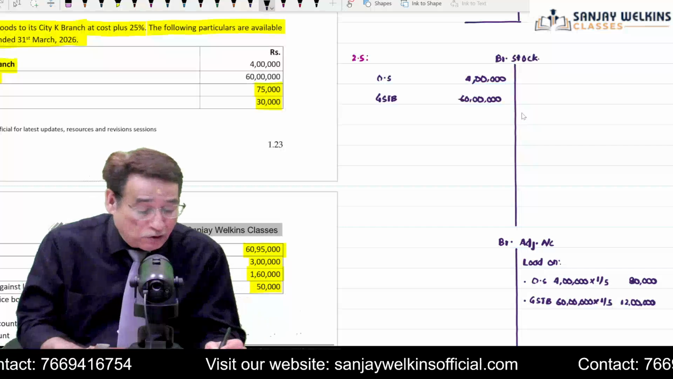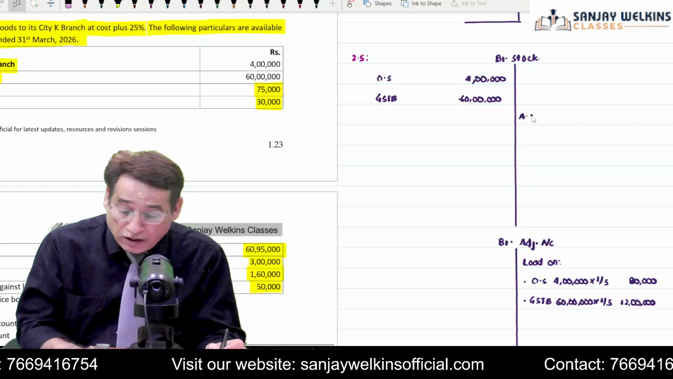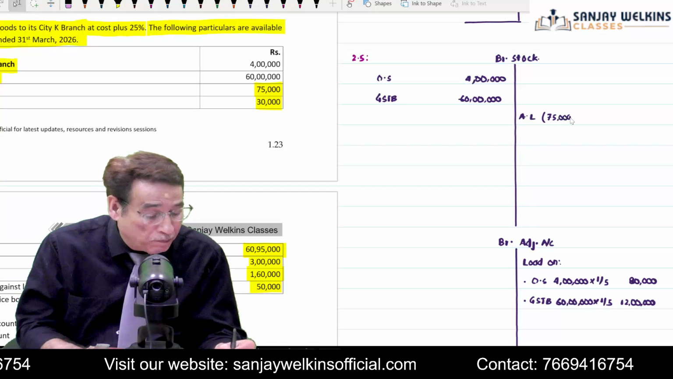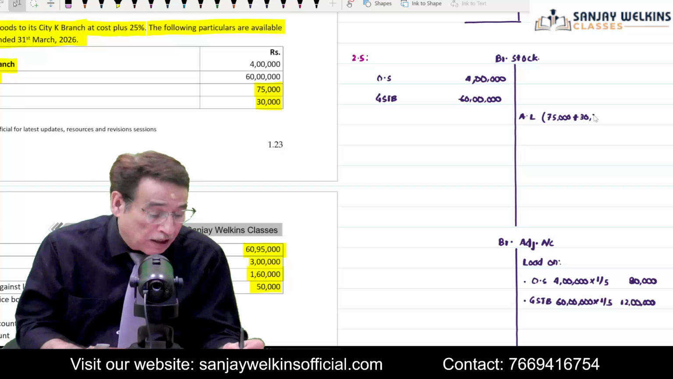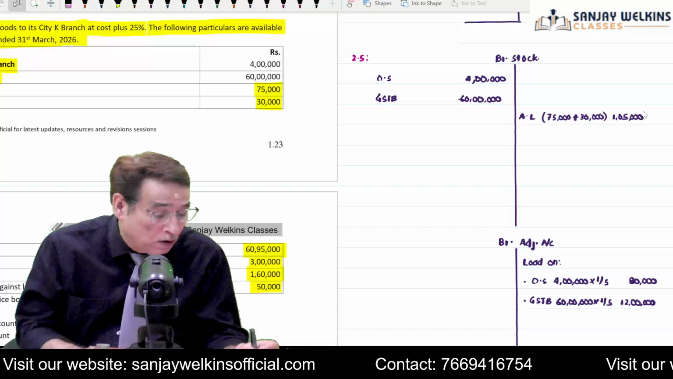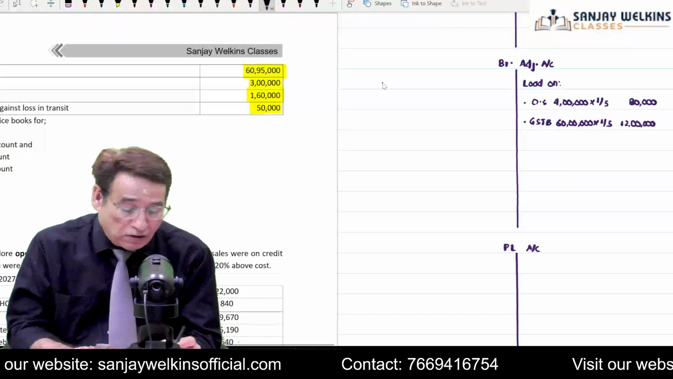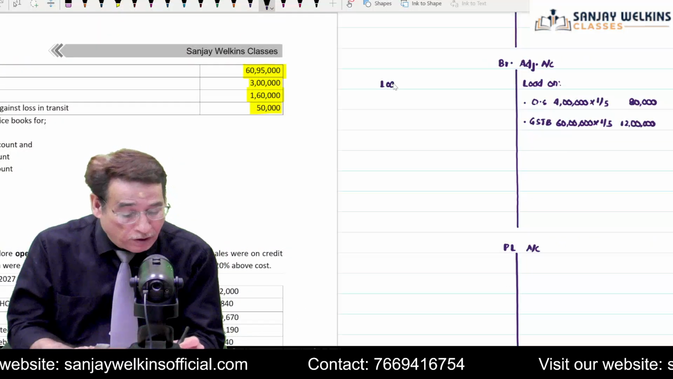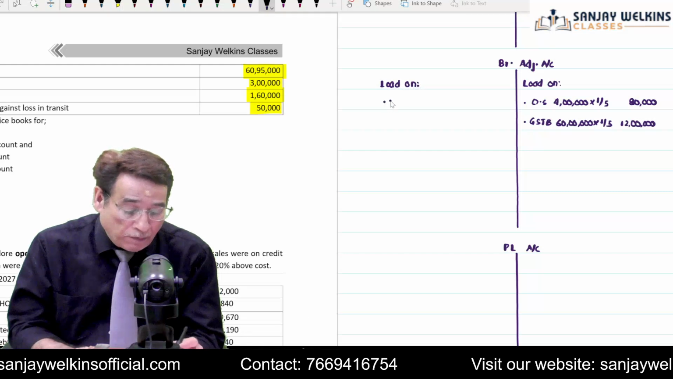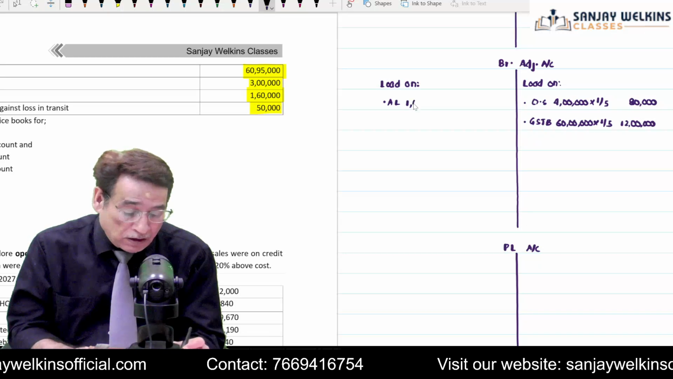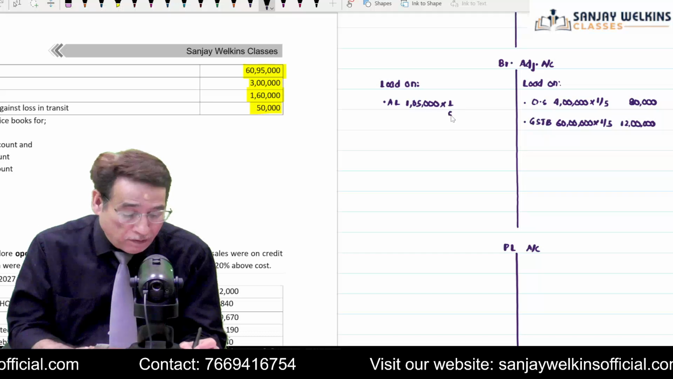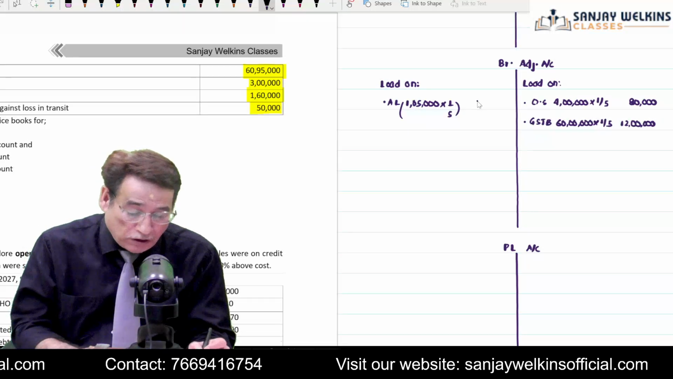Then we are given abnormal loss, that is loss in transit and pilferage. Total abnormal loss will be equal to 75 plus 30,000, that is equal to 1,05,000. So 1,05,000 is your total abnormal loss. Obviously abnormal loss will be at invoice price. Now we will write on the opposite side, in the branch adjustment account, loading on abnormal loss. Abnormal loss is equal to 1,05,000. Loading rate is 1 by 5. So that will be equal to 21,000.